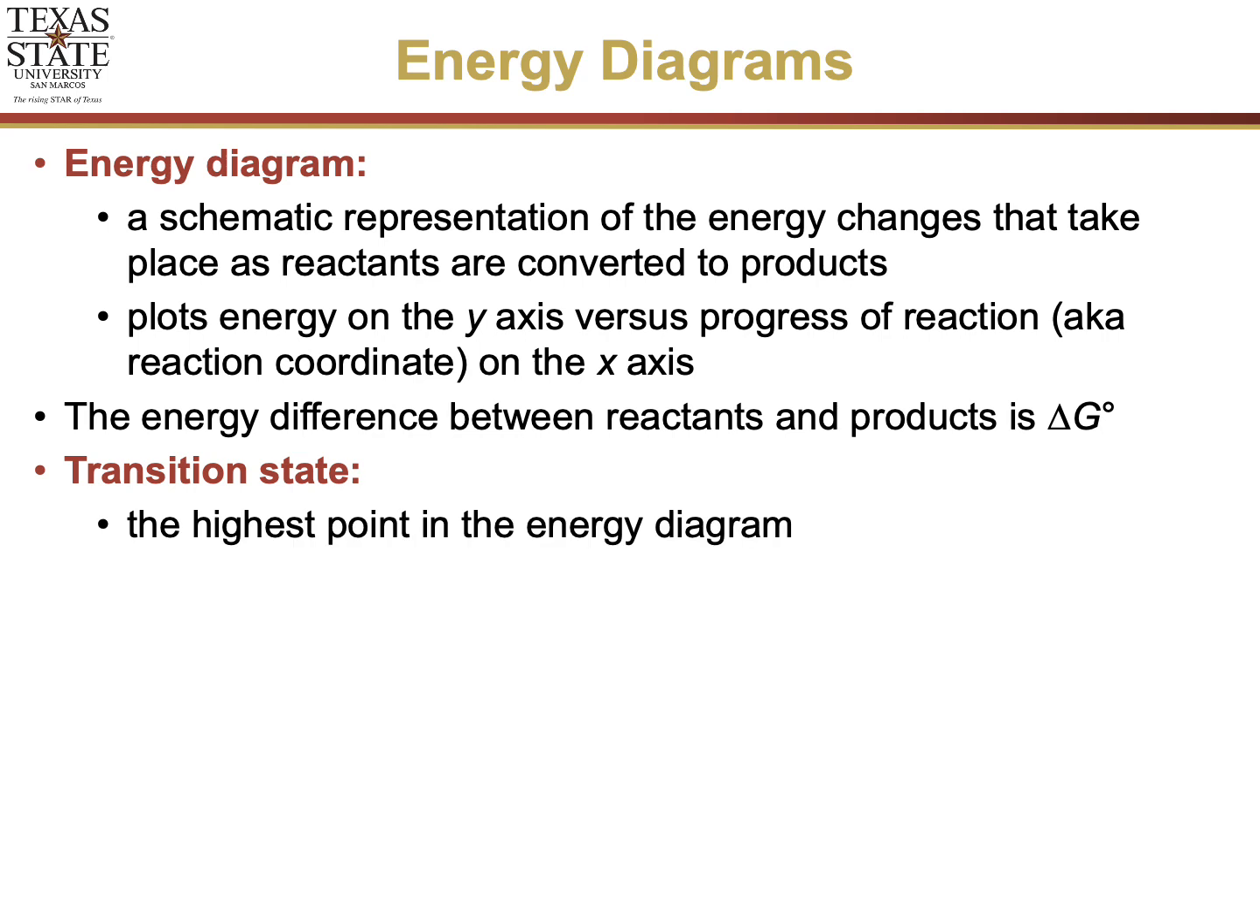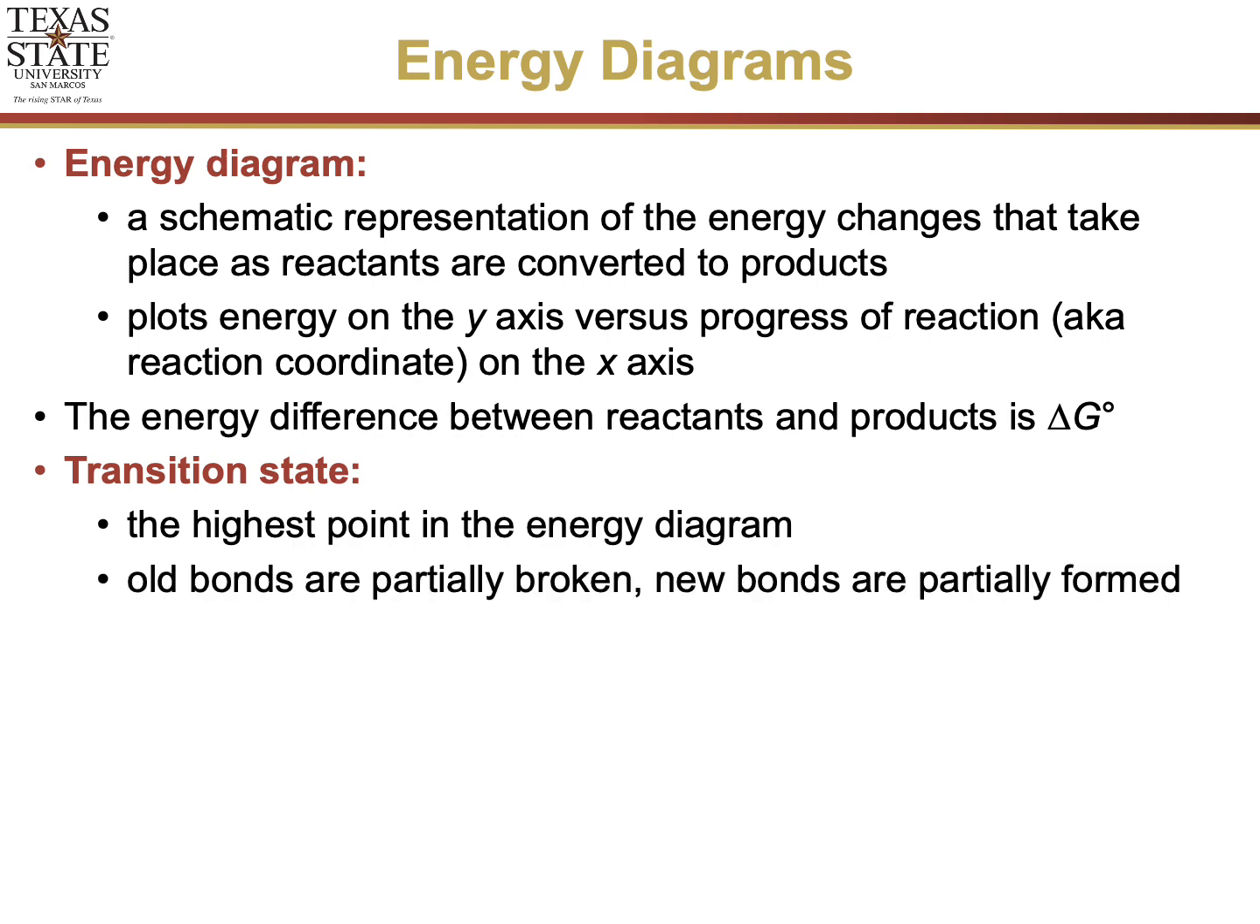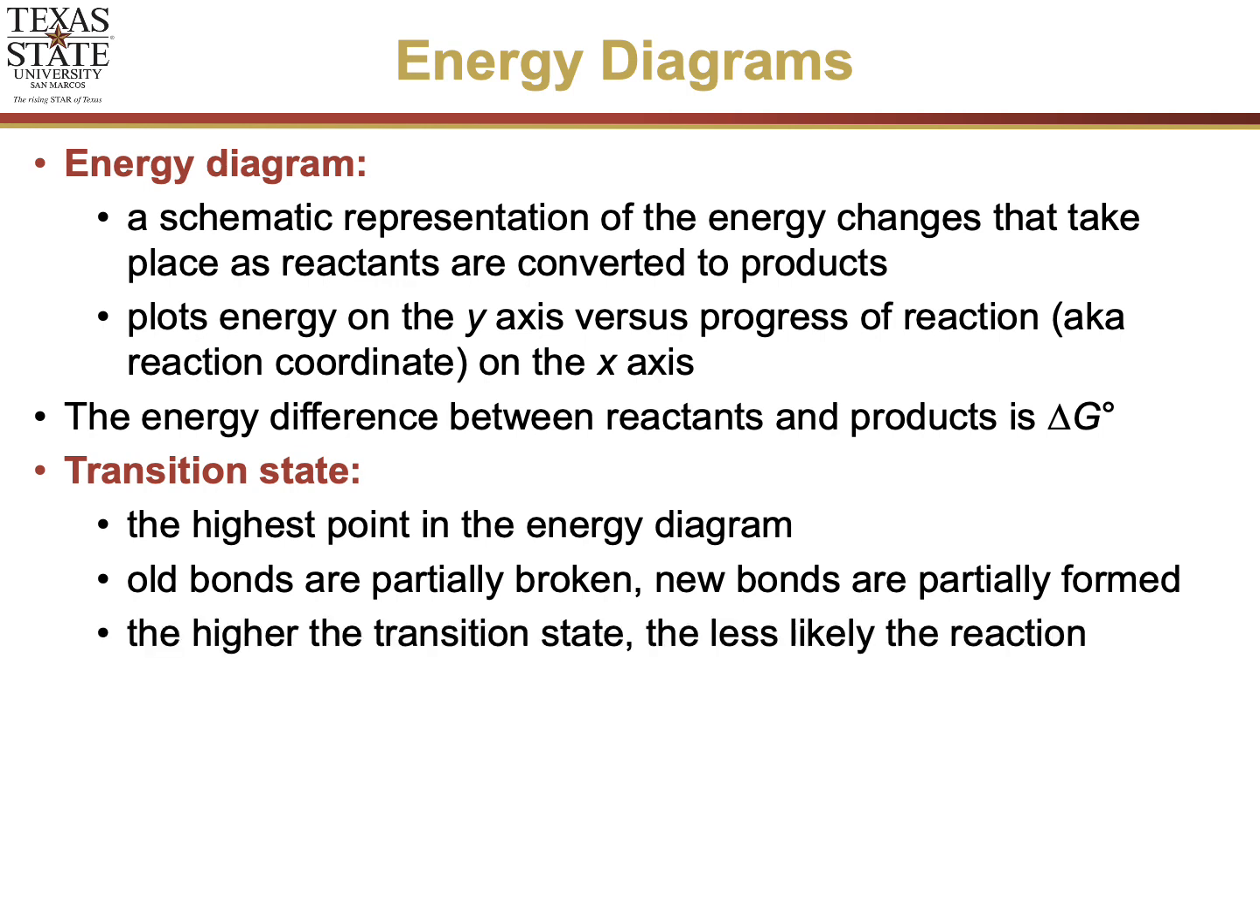So the transition state is the highest point in the energy diagram. Old bonds are partially broken and new bonds are partially formed. This is not an intermediate, this is a transition state. The higher the transition state, the less likely the reaction is to occur, meaning that it took that much energy to make the reaction happen. The more energy it takes, the slower the reaction occurs.